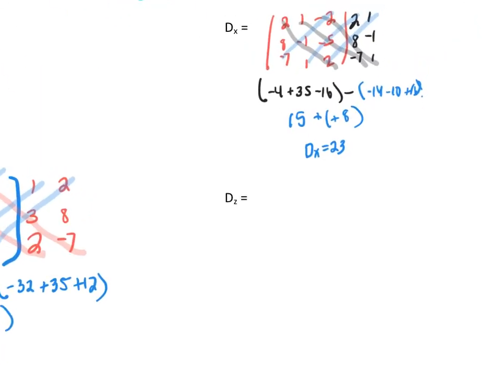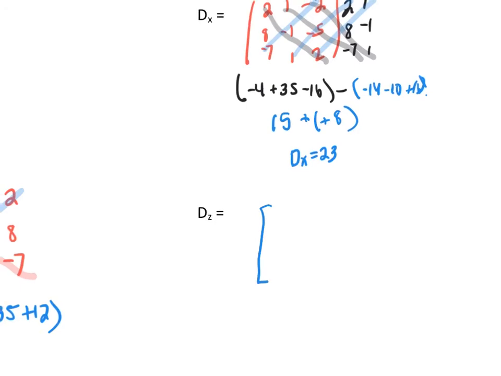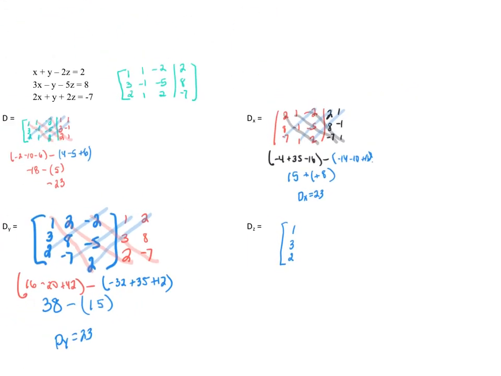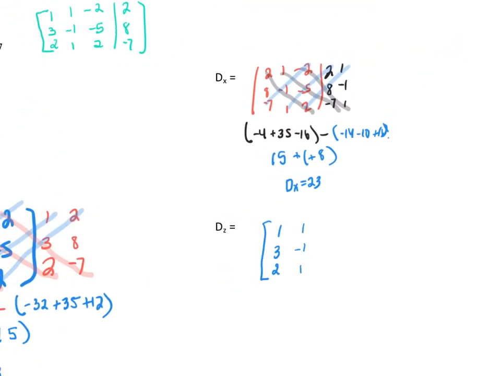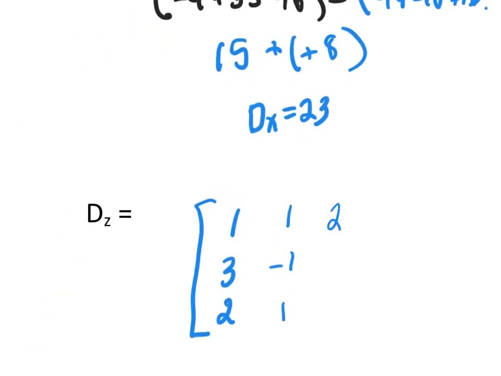Now d sub z. Guess what? We're going to do the same thing. I'm going to write the x coefficients, which are 1, 3, 2. The y coefficients, 1, negative 1, 1. And then instead of z coefficients, I write my answers. So 2, 8, negative 7. In order to perform these operations, again, we're going to recopy the first two columns. So 1, 3, 2. 1, negative 1, 1. Find our majors and our minors and subtract.